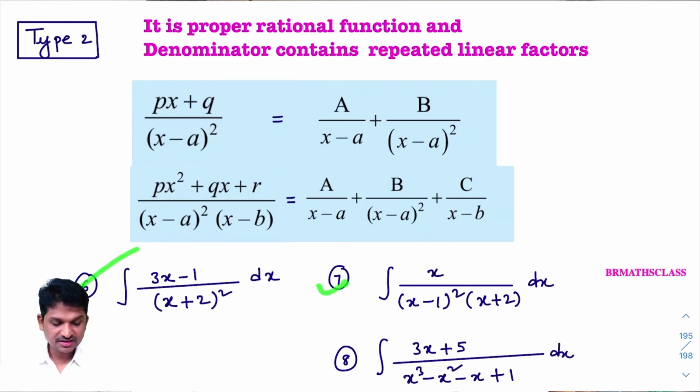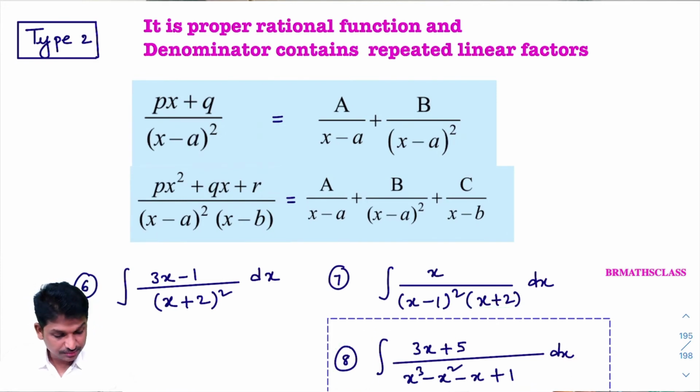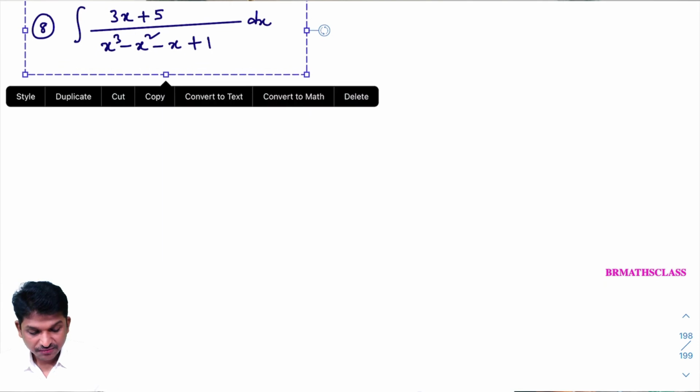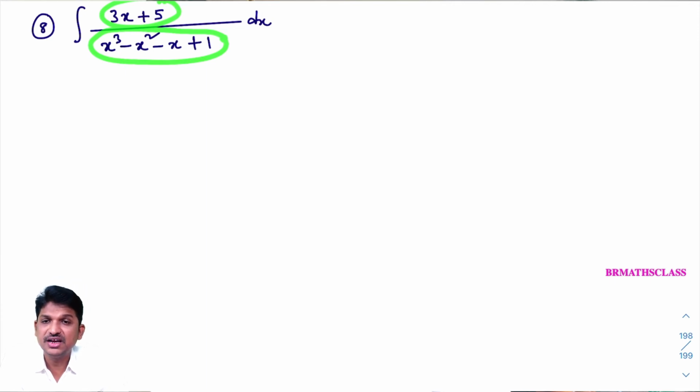Now we completed the 6th problem and the 7th problem. See this 8th problem, we'll do this 8th problem. This is the 8th question. The first point is, is it a proper rational function or not? Degree of numerator is 1, degree of denominator is 3. The degree of numerator is less than the degree of denominator. Yes. Is it a proper rational function?